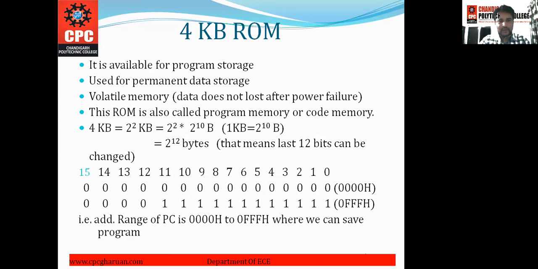The size of ROM is 4 KB. That means 2 raised to power 2, and KB can be rewritten as 2 raised to power 10 because 1 KB is equal to 2 raised to power 10 bytes, and it makes the total of 4 KB ROM 2 raised to power 12 bytes. That means the last 12 bits can be changed in this. And this 4 KB ROM address ranges from 0000H to 0FFFH, as you can see in this slide. That is, the address range of the program counter is 0000H to 0FFFH, where we can save our program.